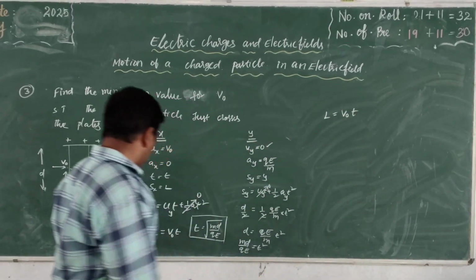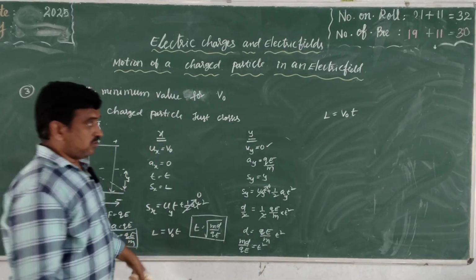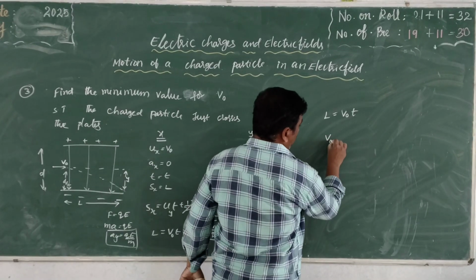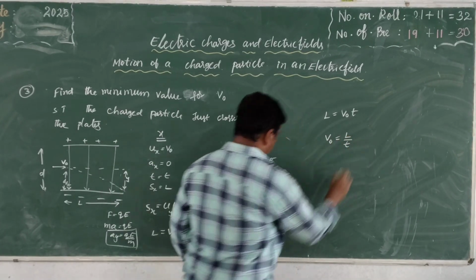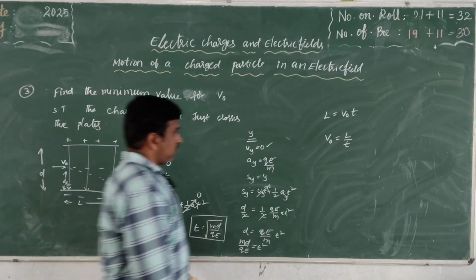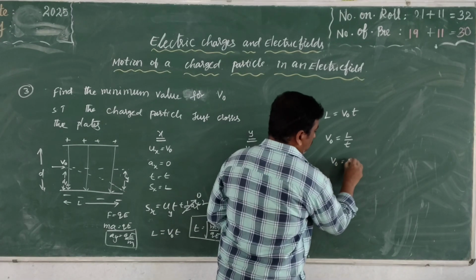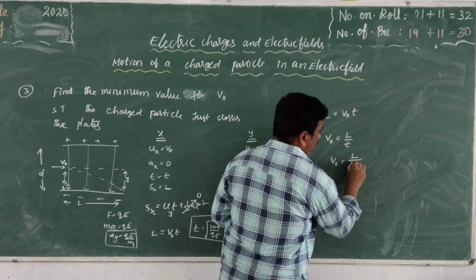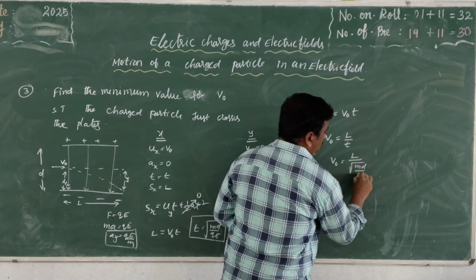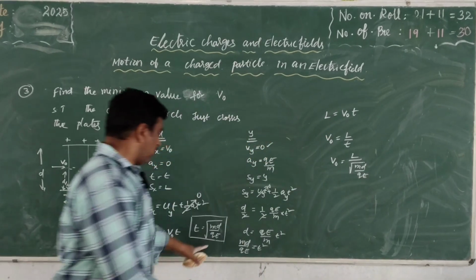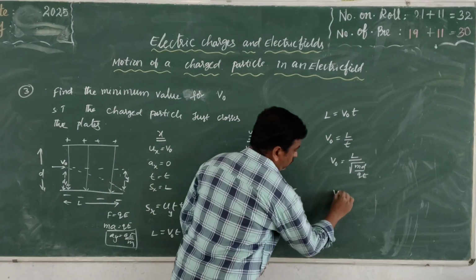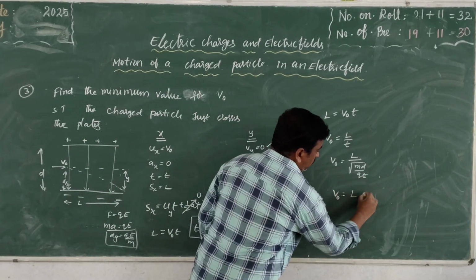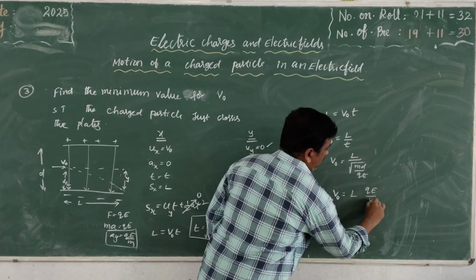We want here the initial velocity. That's why we can write v naught equal to L by t. t means what here? Root of md by qE. So v naught equal to L by root of md by qE. Root of md by qE will change to the numerator, so v naught equal to L into root of qE by md.